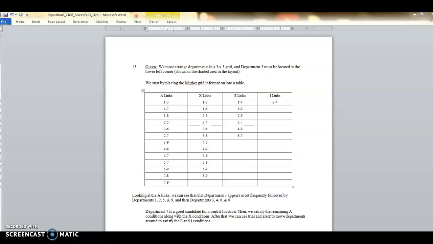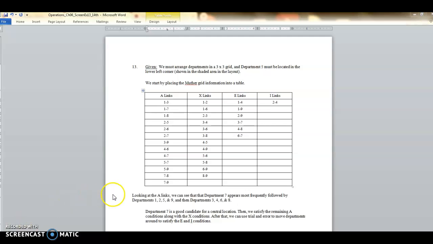Hello everyone, we have another short video here for chapter number 6, and it's problem number 13 down on the bottom of page 295. It says arrange the departments so they satisfy the conditions shown in the following rating grid, basically the MAR diagram, into a 3x3 format. Place department number 5 in the lower left hand corner of the 3x3 grid. So what I need to end up with is a 3x3 grid that meets the necessary conditions with department number 5 in the lower left hand corner.